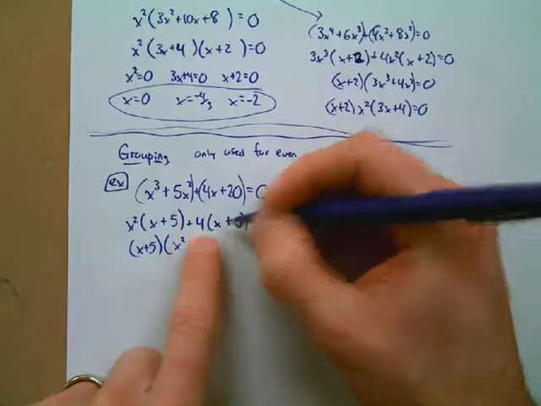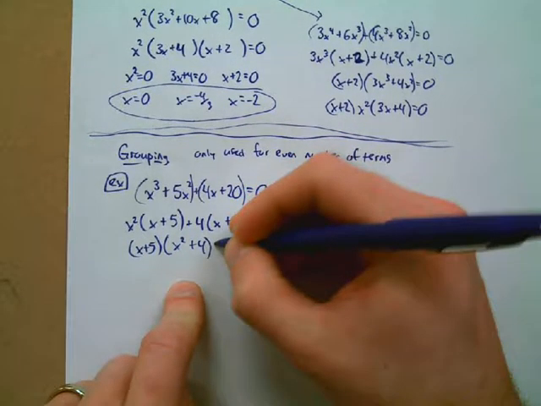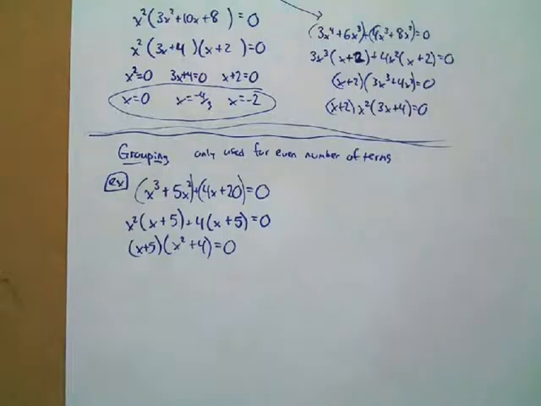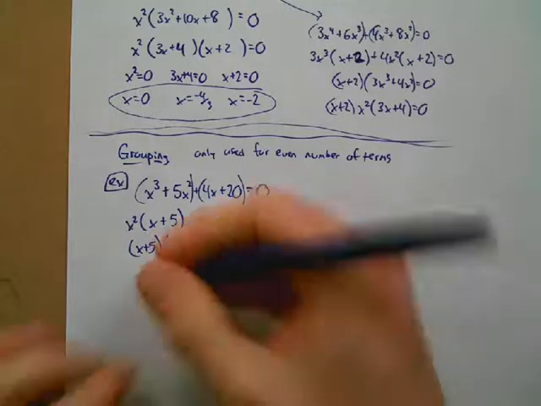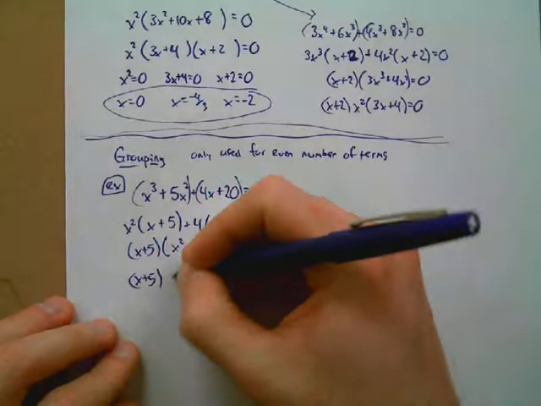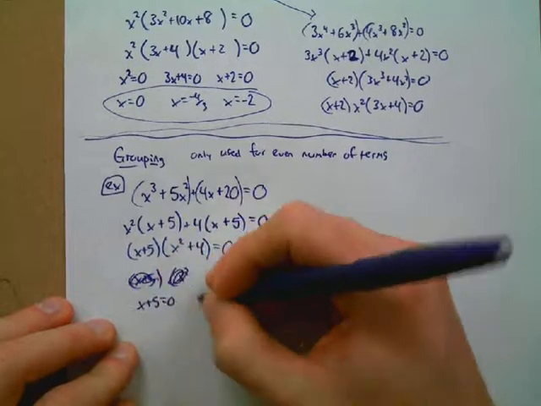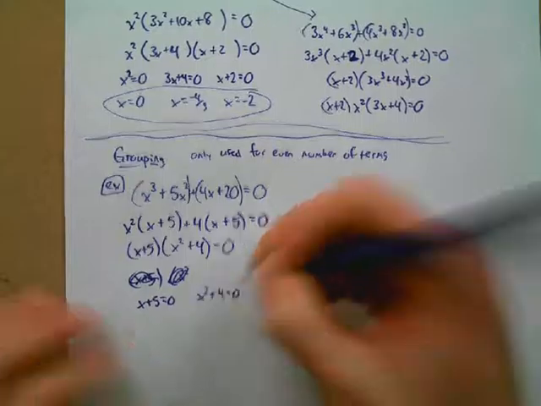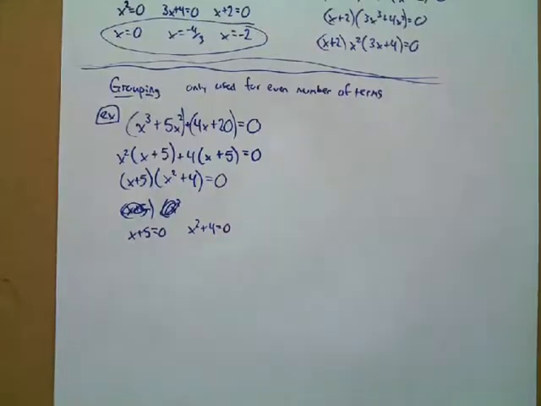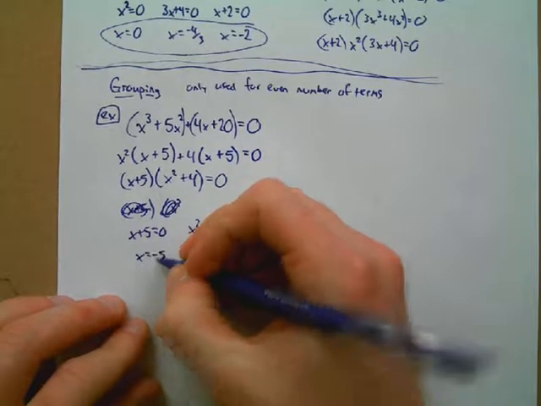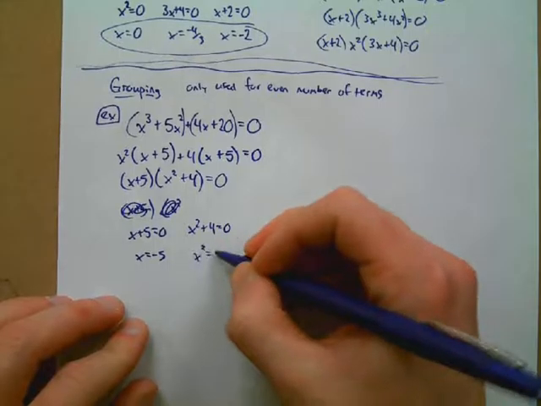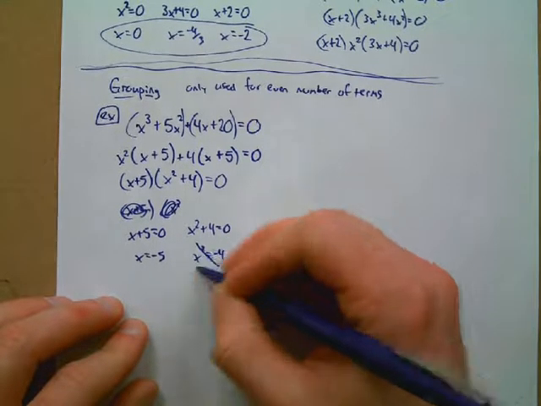The whole purpose of this is to get a product of things to equal 0, so that we can use the zero product property and say, if 2 things multiply to make 0, one of those 2 things has to be 0. So either x plus 5 is 0, or x squared plus 4 equals 0. So x equals negative 5, or x squared equals negative 4. The imaginary solution is going to stop right there, so this only has one real solution.